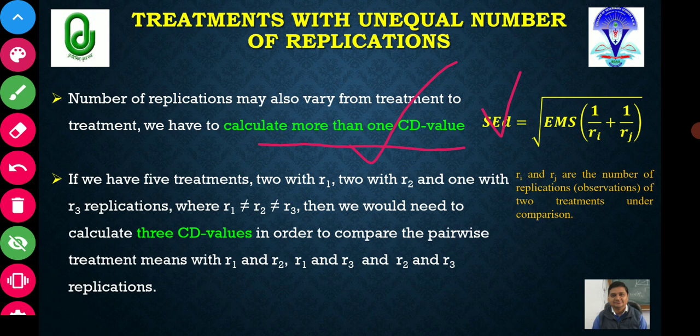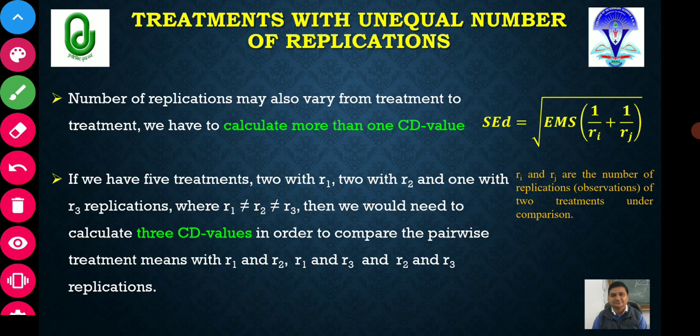If we have 5 treatments, 2 with R1 replication, that means they have the same replication, so one CD value here. 2 with R2, then again one CD value here, and 1 with R3. So if R1 is not equal to R2, is not equal to R3, then we would need to calculate 3 CD values, in order to compare the pairwise treatments with R1, R2 and R3 replications. So always remember, the CD value will be calculated many times if you have a different number of replications for each treatment. But the procedure of calculation will be the same. The formula will be the same that I have already told for when replications are equal.